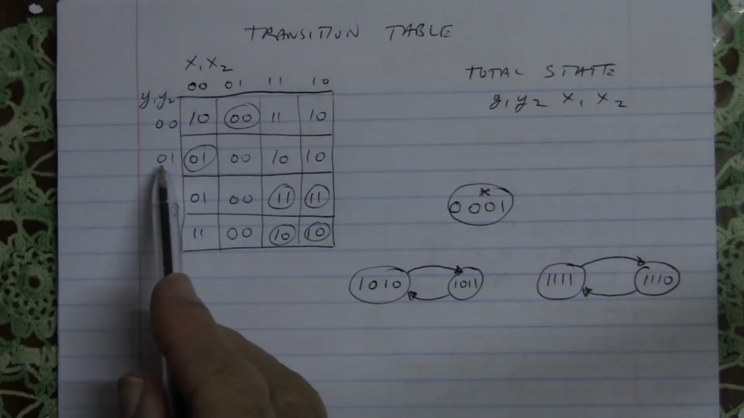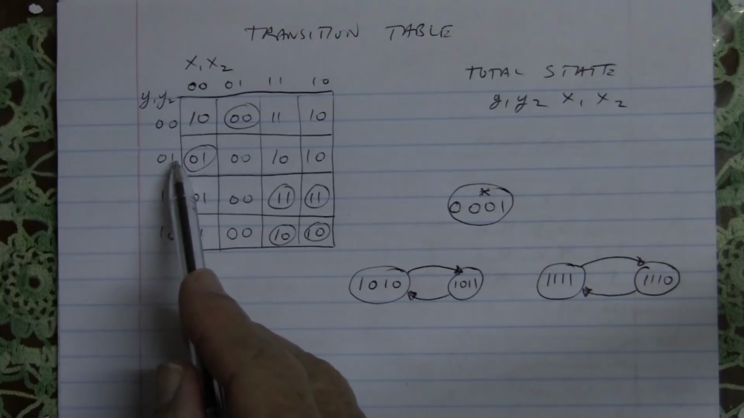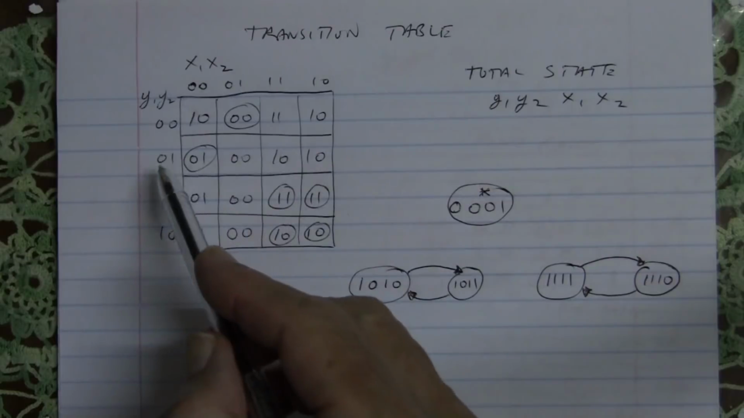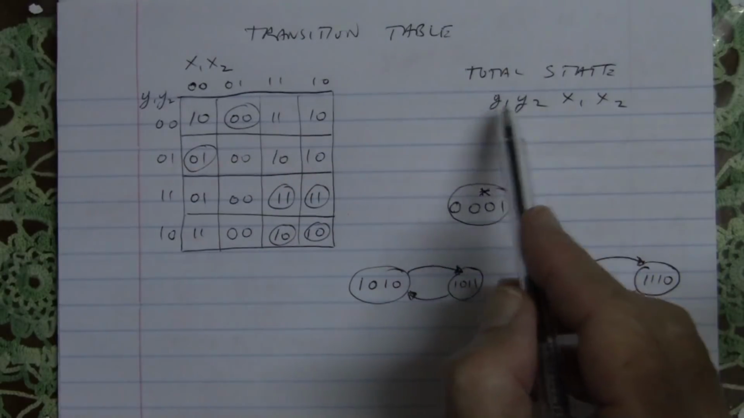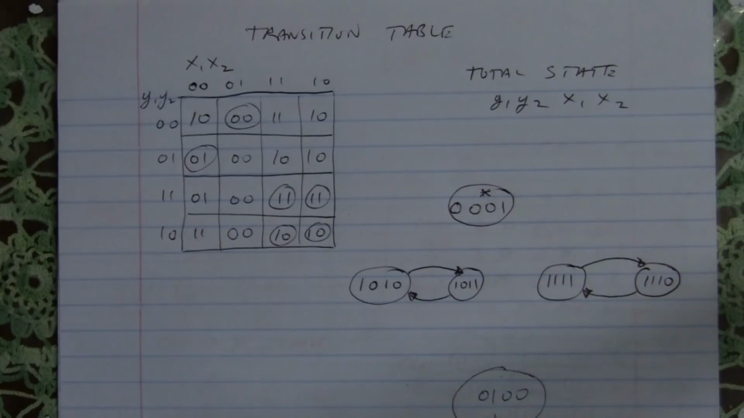And then finally our last remaining stable state is 0100, following this writing of the total state. So we put that down here, 0100.